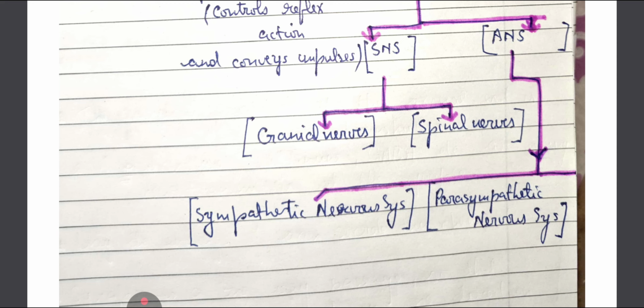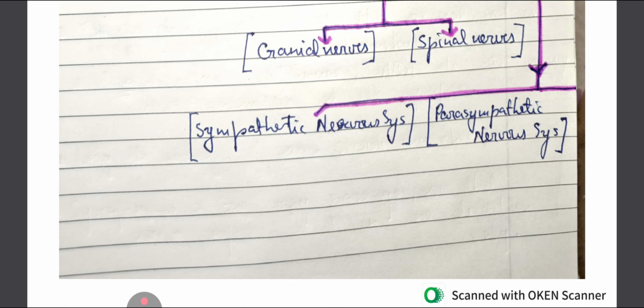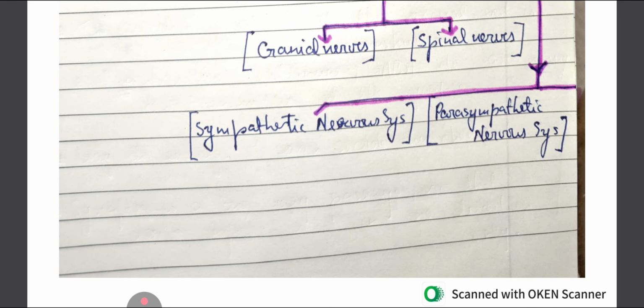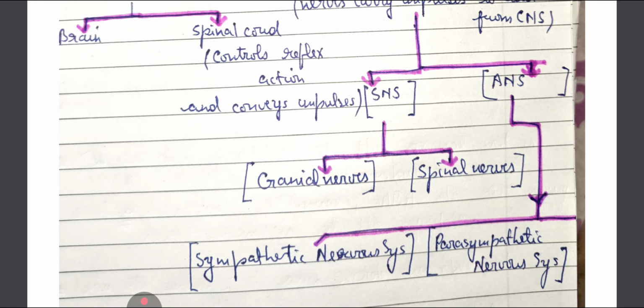Then you can see the nerves are further divided into cranial nerves and spinal nerves. We will all study this in detail further in next parts, so don't worry at this point. Then we have sympathetic nervous system and parasympathetic nervous system, which is how the autonomic nervous system is further divided into SNS and PNS.